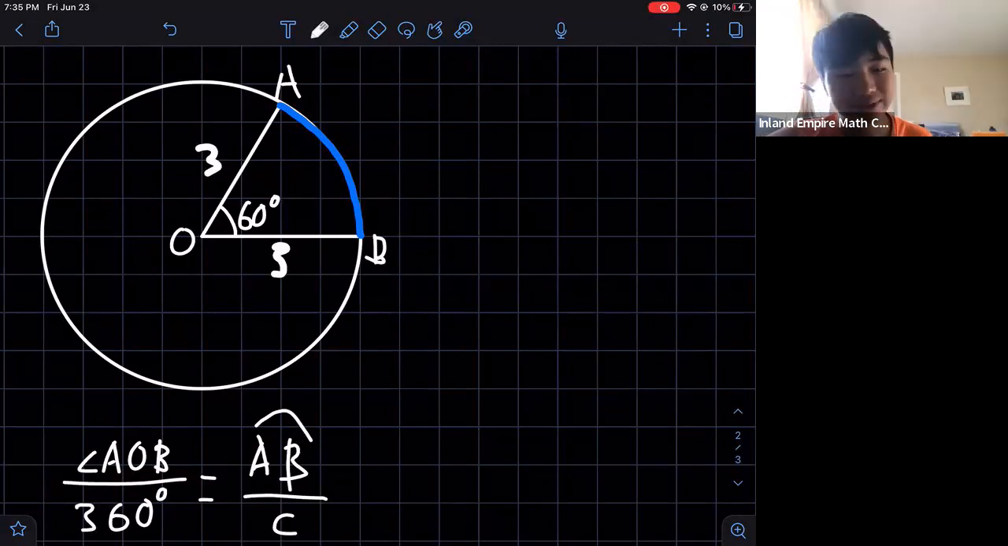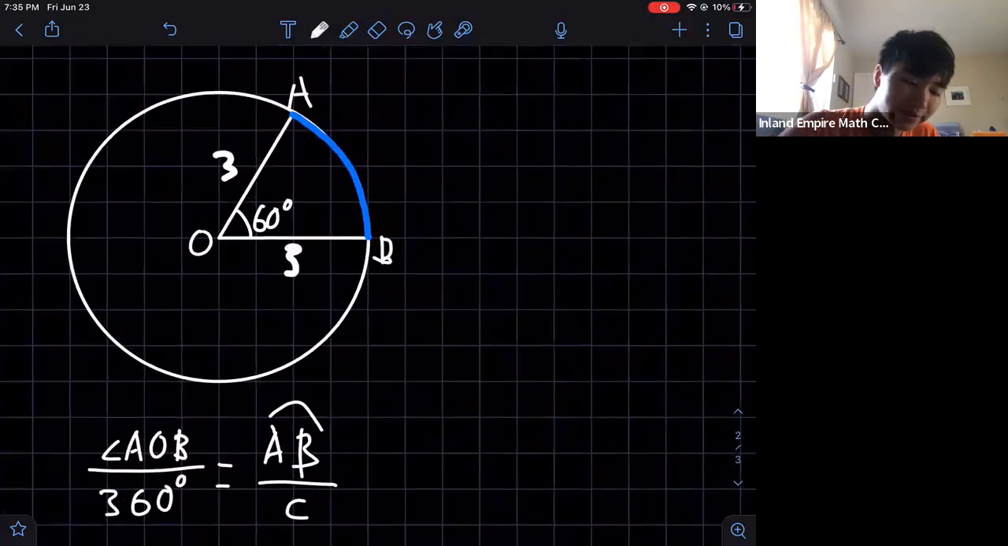Okay, so does anyone have any ideas? Feel free to put it in the chat or unmute yourself if you want, as to what the length of AB is.